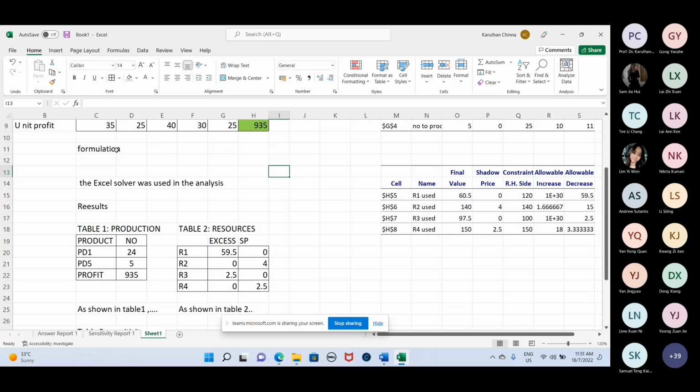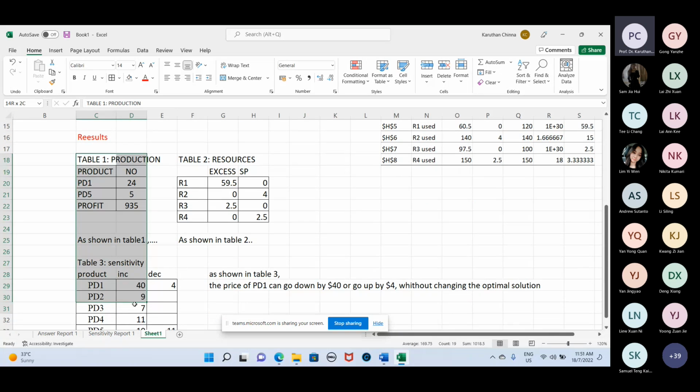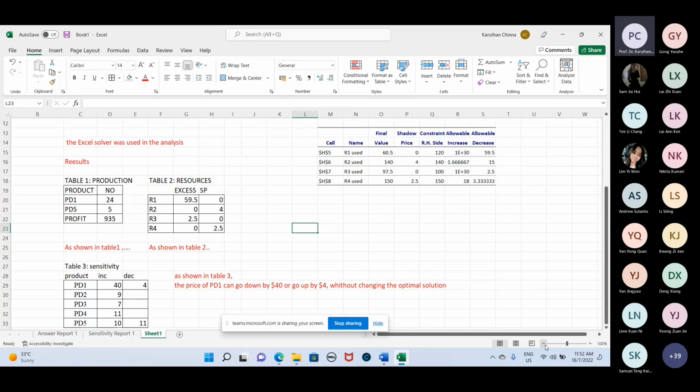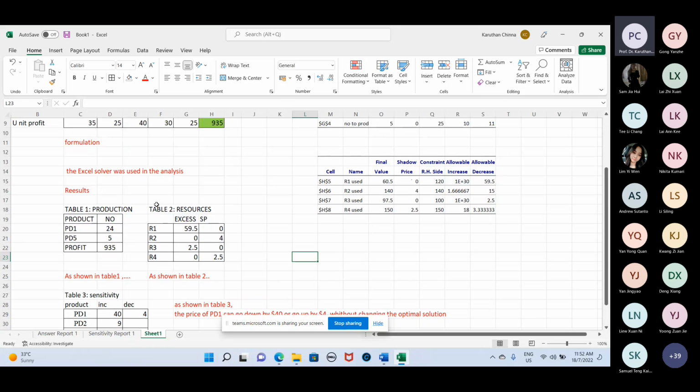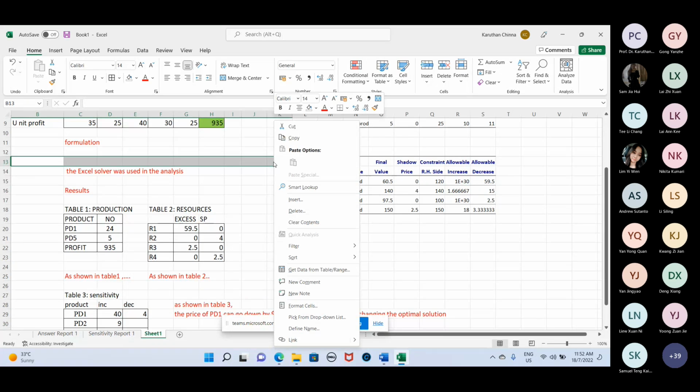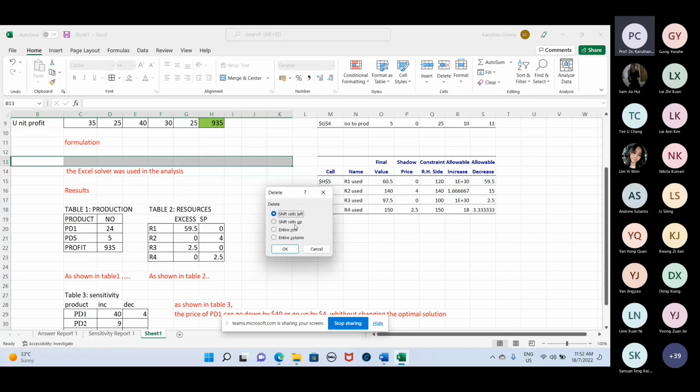The first one, formulate. Tell us what you are doing. And tell us how we solved it. And show us the results. These are results. And tell us how you interpret them. That's all required. Anything more, you are wasting your resources. I'm not going to read what you've written. I just want to see whether you know what you're doing.